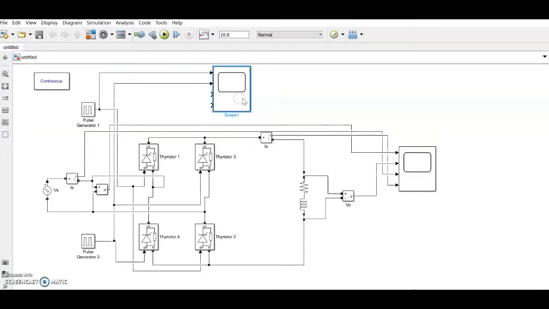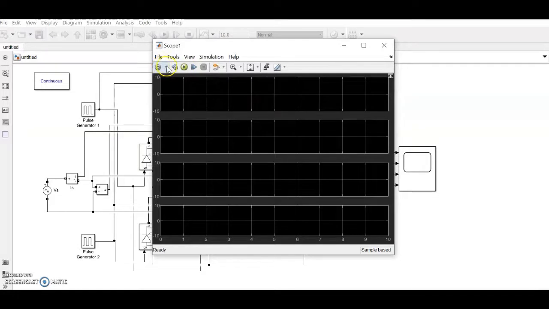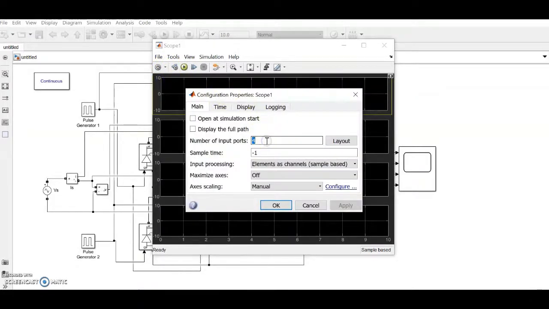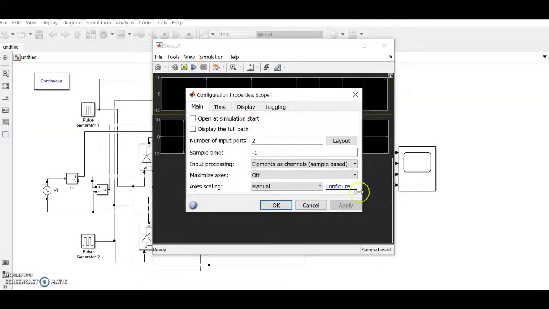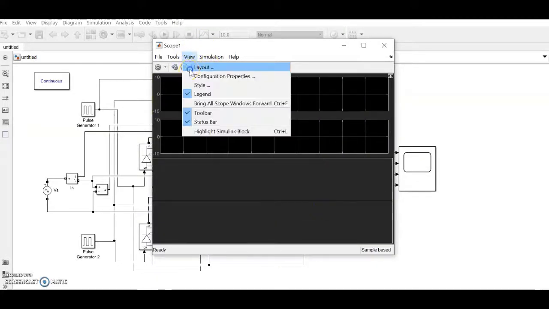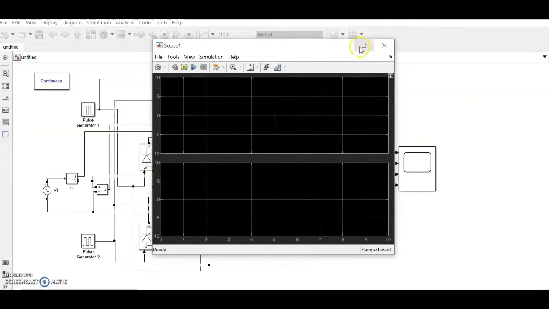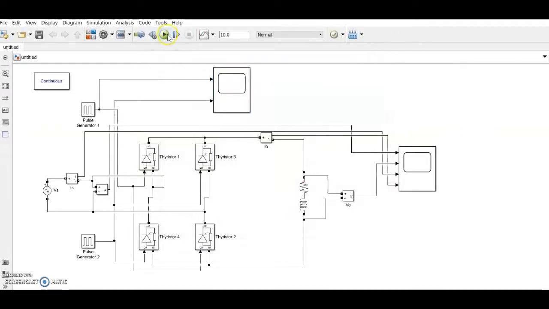Okay, let us do it later on. First we'll set the number of inputs, let it be 2 alone. Okay, let us run it for the simulation time, which is already given as 10. Let it run for 10 seconds.